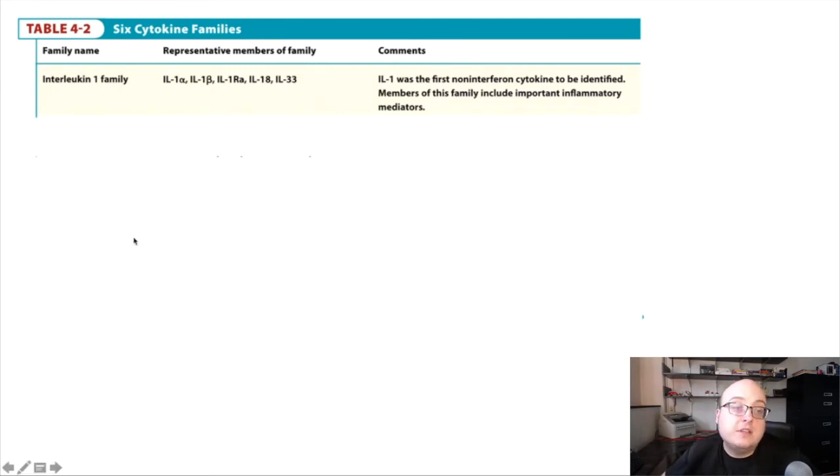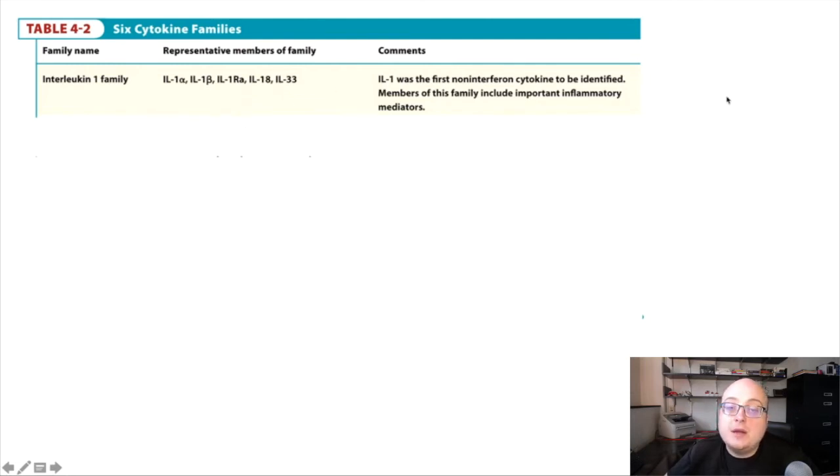So the first family is the interleukin-1 family. You'll notice that many cytokines are named interleukins or IL. This name comes from the idea that we're signaling between immune cells. So inter meaning between, leukin referencing white blood cells, leukocytes. So interleukins are signals between white blood cells. And so the first family is the interleukin-1 family. Its cardinal members are IL-1 alpha and IL-1 beta, although there are others.